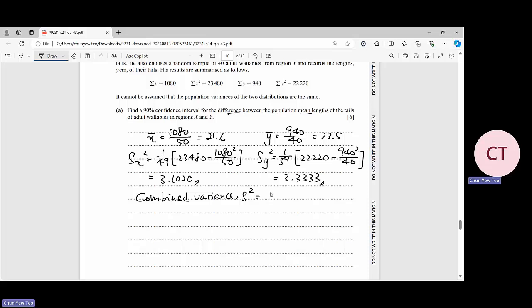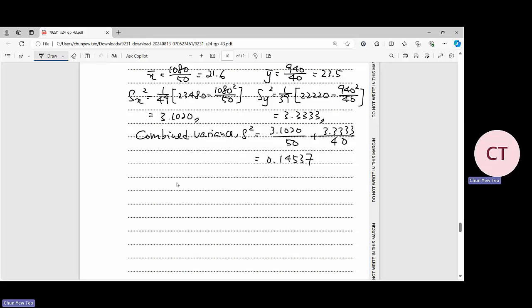It will be S squared. Combined variance S squared is SX squared over NX plus SY squared over NY. So this is the formula, but to save time, I will not write out this formula anymore. I just directly apply the result as 3.1020 divided by 50 plus 3.3333 divided by 40. So if you join them up together, you get the answer as 0.14537. Okay.